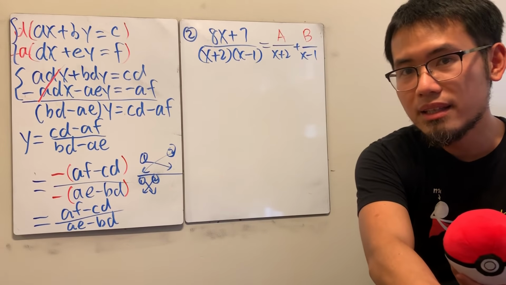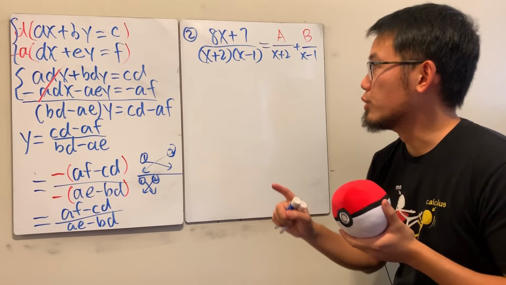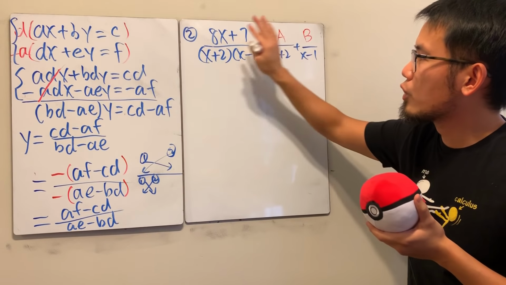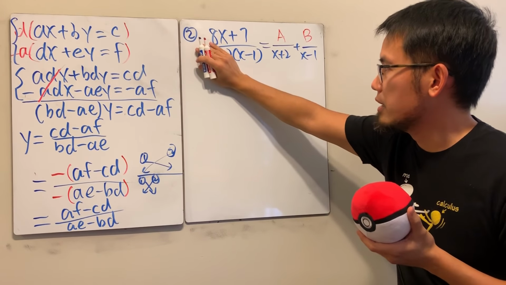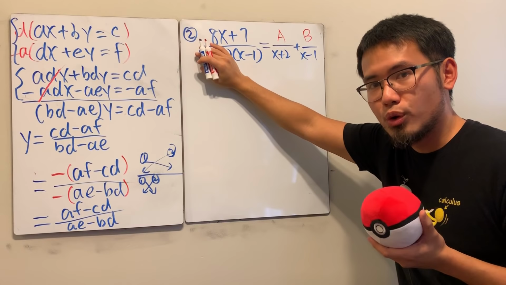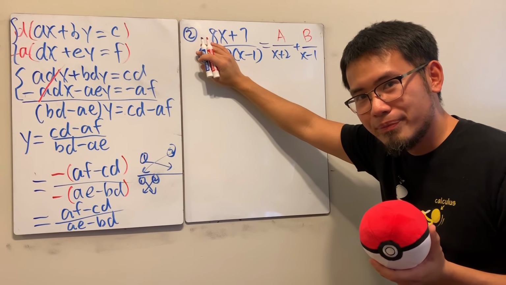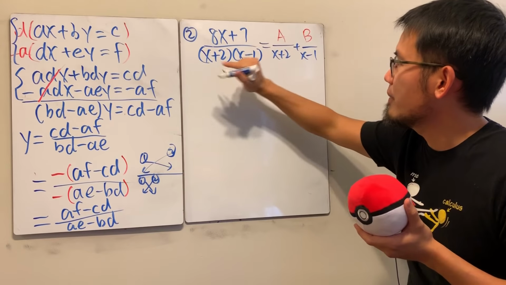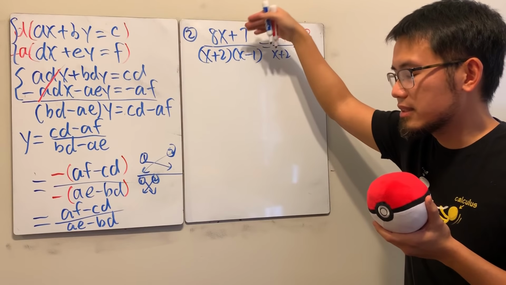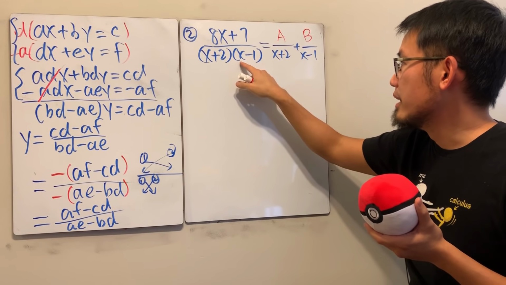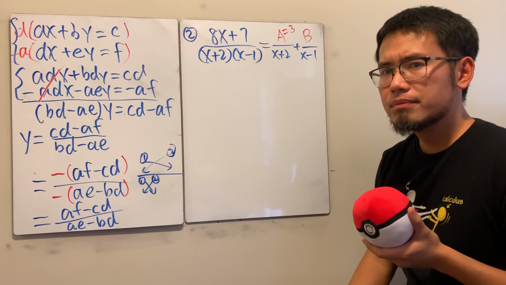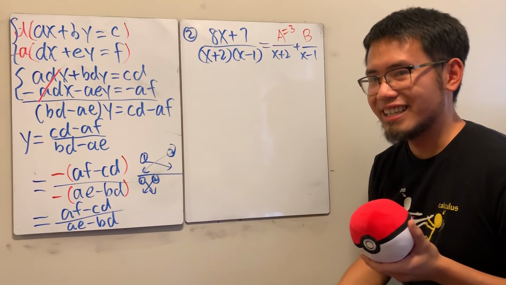Alright, so why did that work? Let's review this real quick. To solve for a, what we did is look at the denominator, go back to the original, cover the same denominator up, and you ask yourself, how can you make x plus 2 to be 0? x has to be negative 2. And then you put negative 2 in here and here, and you see 8 times negative 2 is negative 16 plus 7 is negative 9, divided by negative 3 altogether, so you end up with positive 3, right? Super fast, super good, super nice.